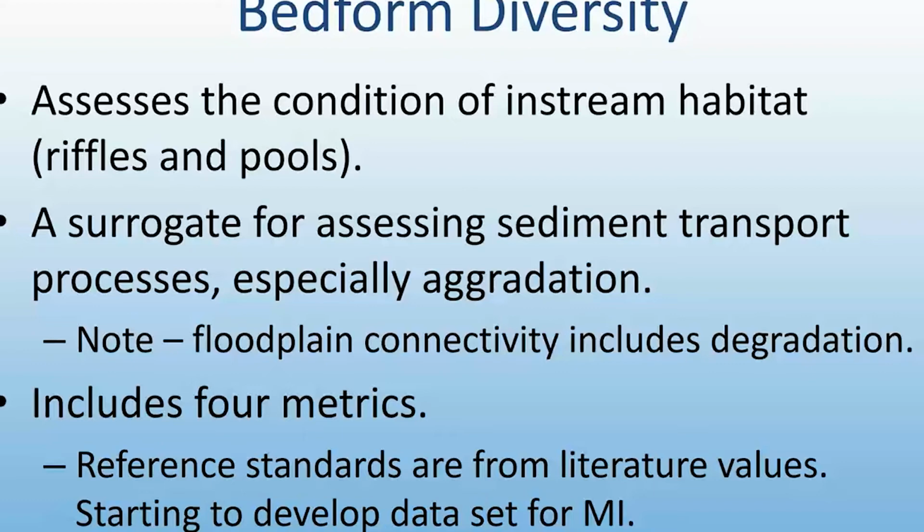We're going to include 4 metrics with bed form diversity. I'll go over those in just a second. And then the reference standards for those metrics are from literature values. We are starting to develop a data set for Michigan, but we used a bigger, not necessarily national, but a larger regional data set to help do these reference curves. And they are generally related or stratified to the Rosgen stream type.